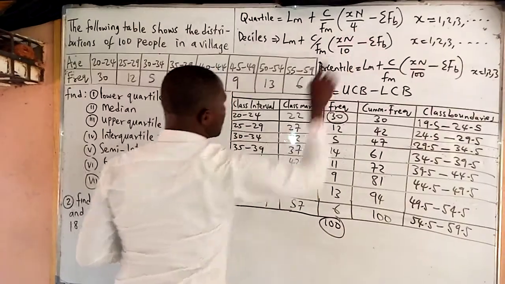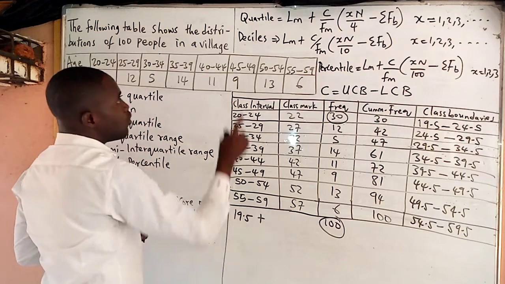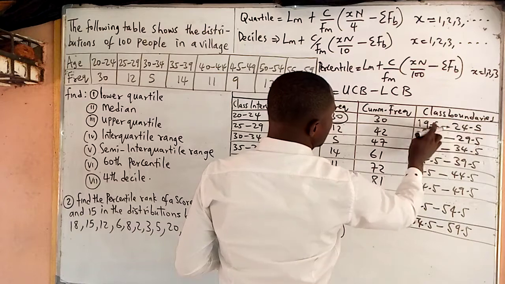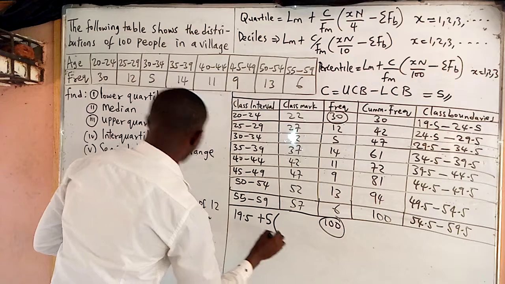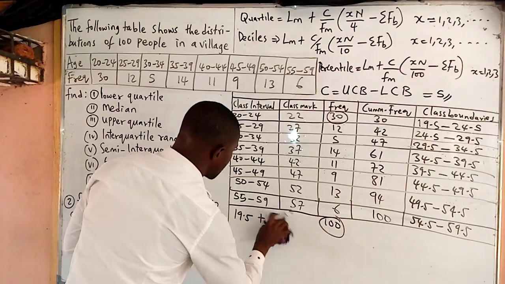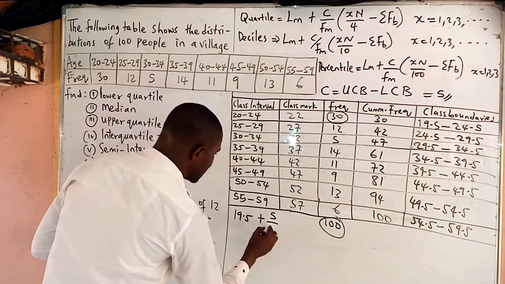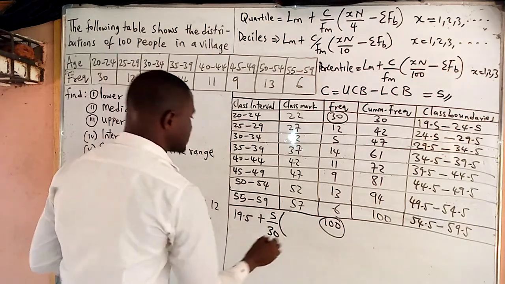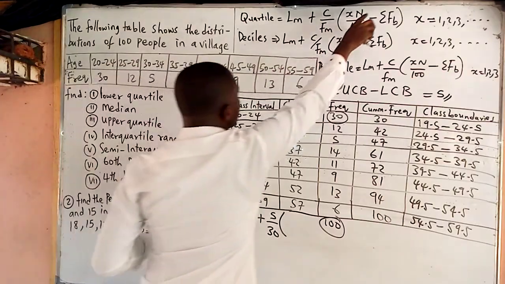I will use the formula. I will say lower class boundary of it is 19.5 plus, what is my C? My C is upper class boundary minus lower class boundary. This minus this will be giving me 5. I will now say 5 over, what is the frequency of the lower class? The frequency is 30. Bracket, I will now say, what did I get from n over 4?